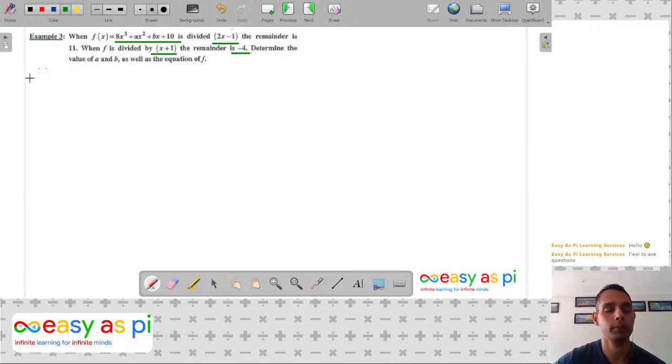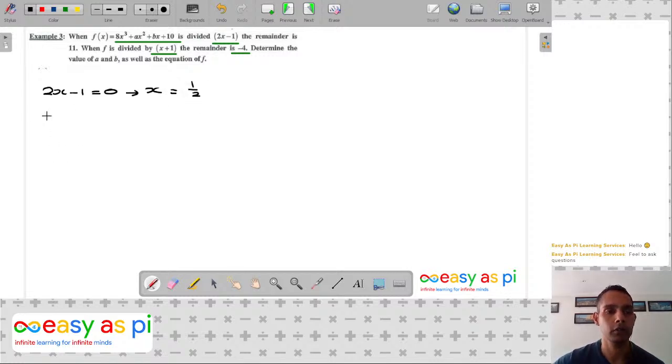Now, what I'm going to do is give you a start here. We know the remainder is 11 when I'm dividing by 2x minus 1. So I'm going to start by saying that 2x minus 1 is equal to 0, and therefore I take the 1 across, it becomes 1, and I divide by 2, so x is equal to a half.